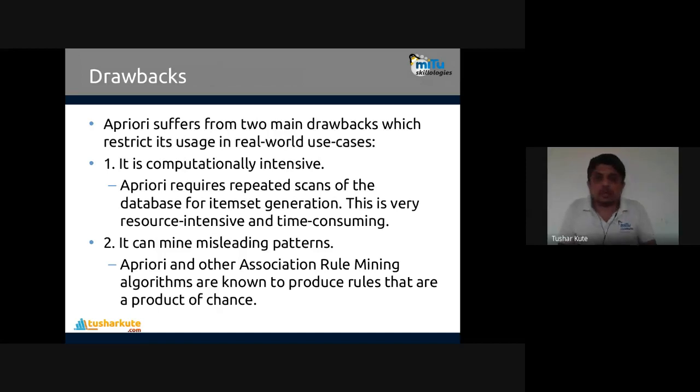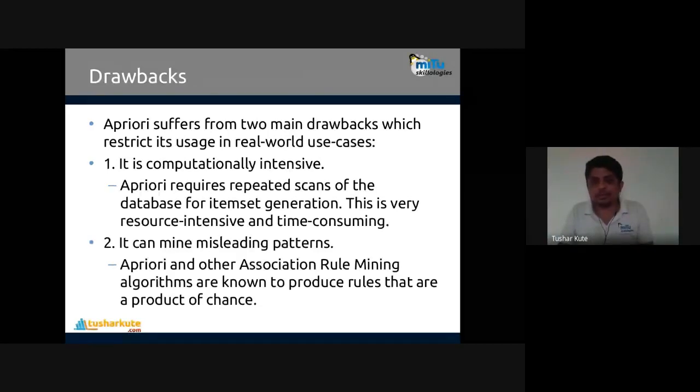Drawbacks. Apriori suffers from two main drawbacks which restrict its usage in real world use cases. So two drawbacks are there. First, it is computationally intensive. You can think of it: let's say 10,000 transactions are there, I'm having a data set with me, and when I work on 9,000 transactions, my system hangs.